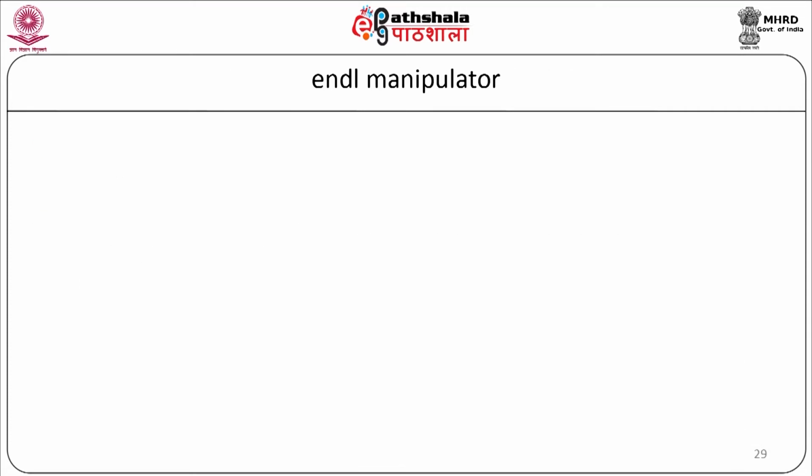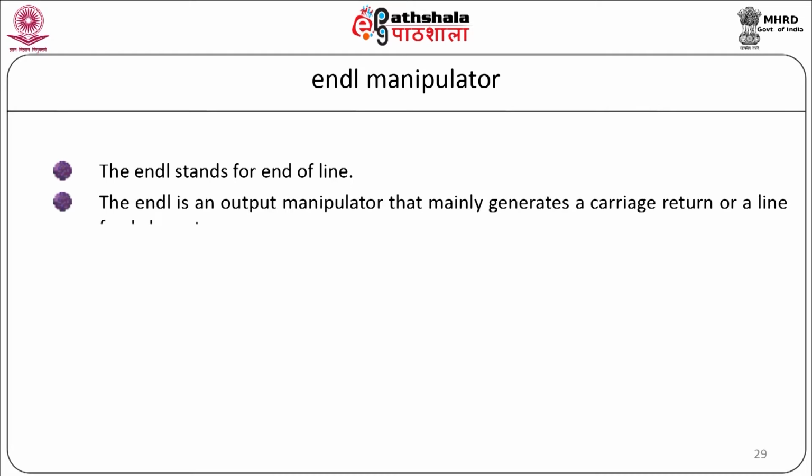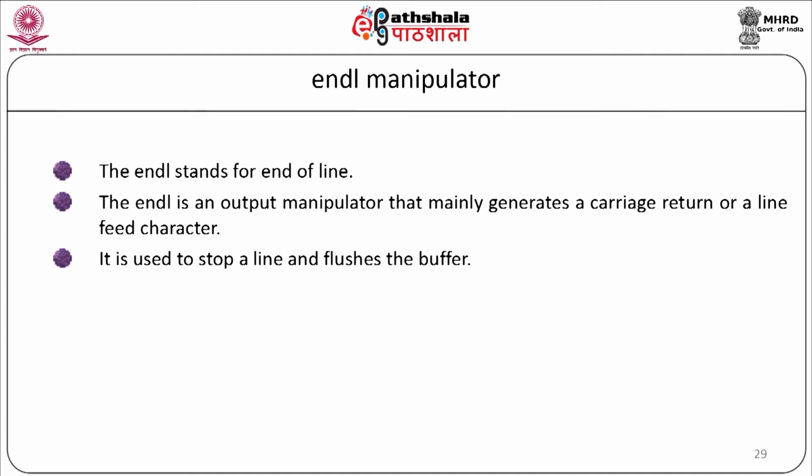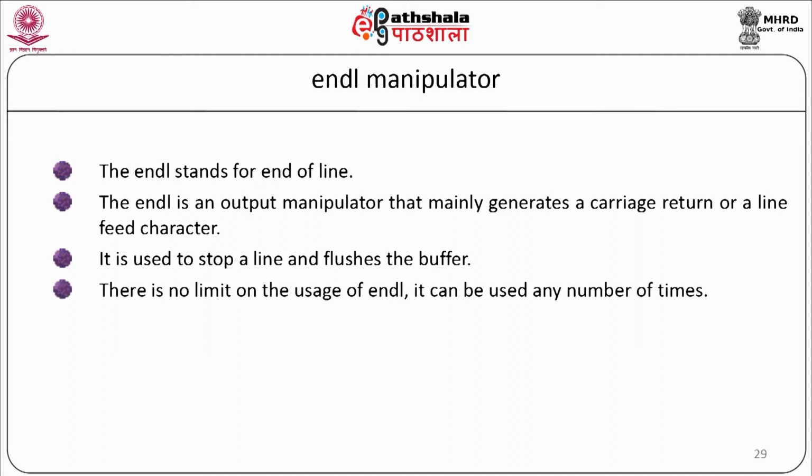The first manipulator is basically endl. The endl stands for end of line. The endl is an output manipulator that mainly generates a carriage return or a line feed character. It is used to stop a line and flush the buffer. There is no limit on the usage of endl. It can be used any number of times. Endl may be used several times in a C++ program.